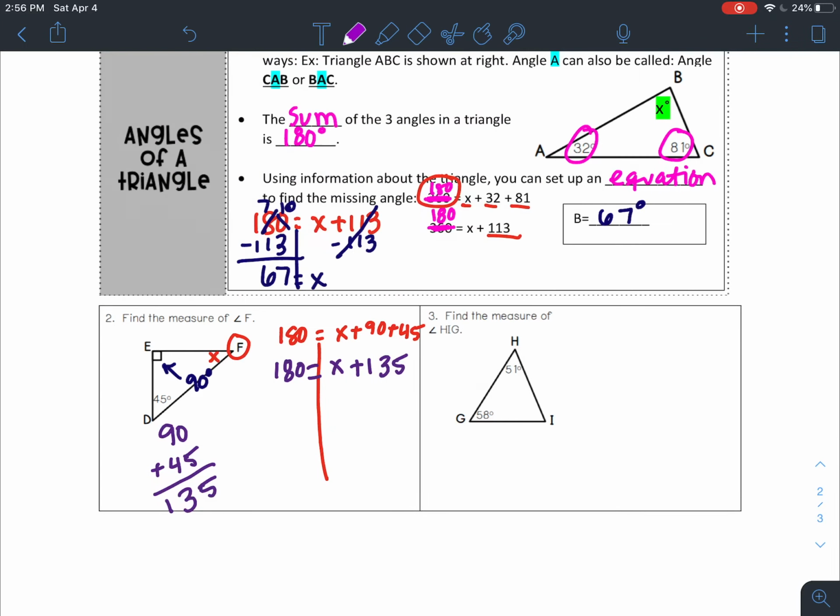And again, inverse operations there. If I'm adding 135, I want to subtract 135. Okay, I can't take away 5 from 0, so we're going to borrow. So 10 minus 5 gives us 5, and 7 minus 3 gives us 4. So x is equal to 45 degrees.